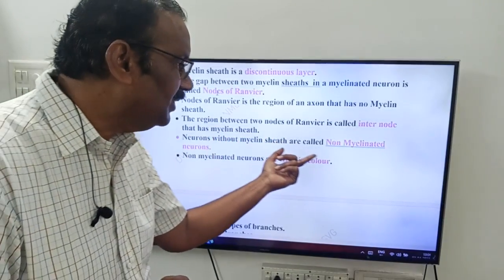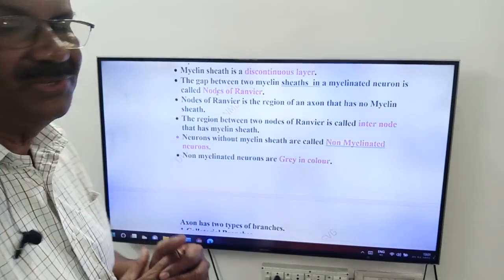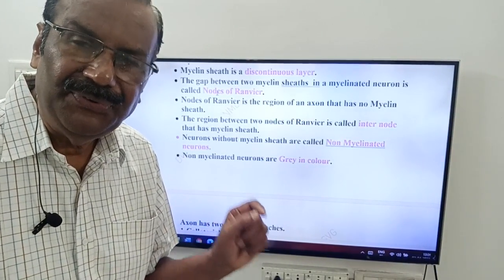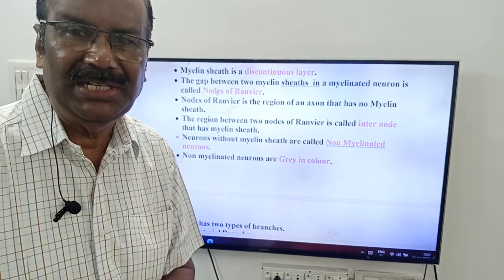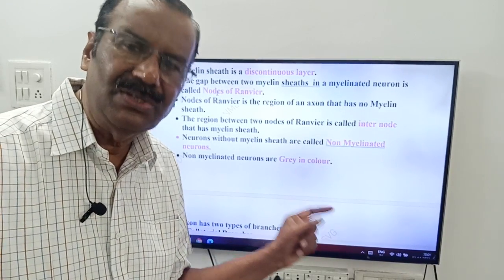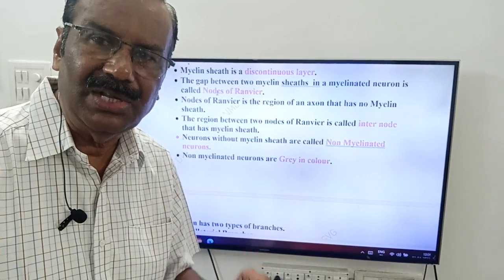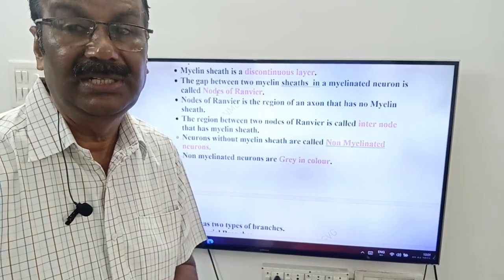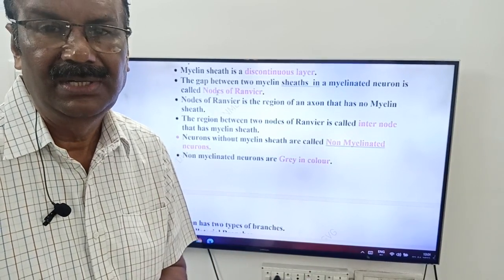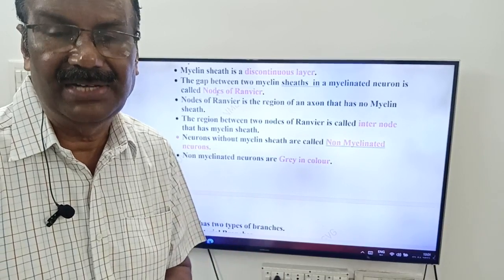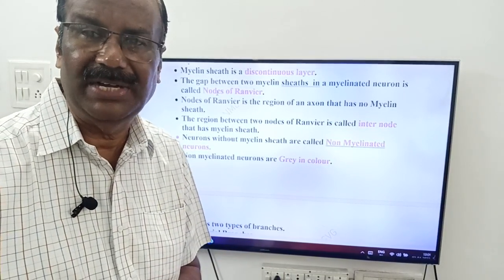Neurons without myelin sheath are called non-myelinated neurons. They are grey in color. If a neuron has myelin sheath, it is called a myelinated neuron. The myelin sheath is white, so myelinated neurons are white in color. Some neurons have no myelin sheath; they are non-myelinated neurons, grey in color.